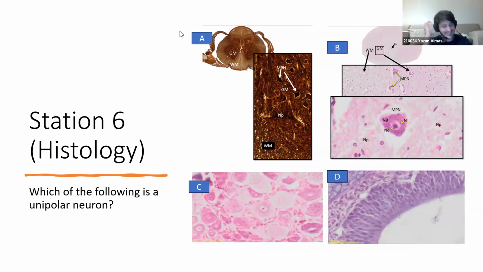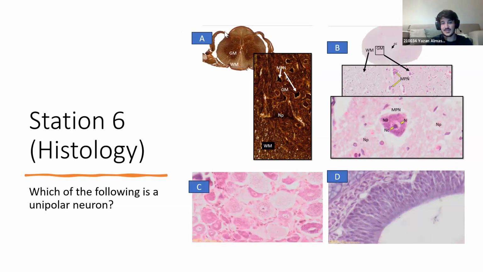Are you guys there? Okay. So, the answer is C. And I understand this is a bit difficult. Honestly, I wouldn't be able to recognize this if I didn't memorize the pictures. So I put this slide here. It says multipolar neuron in both A and B.